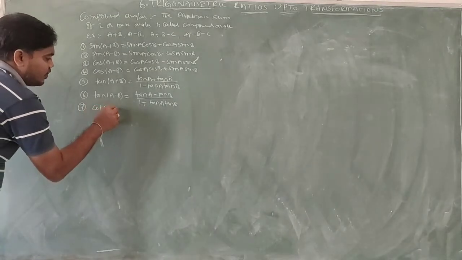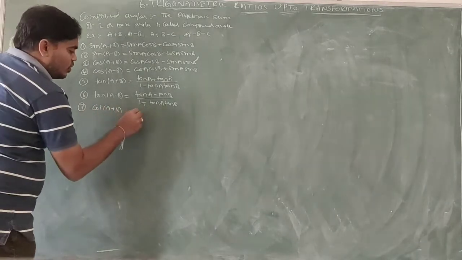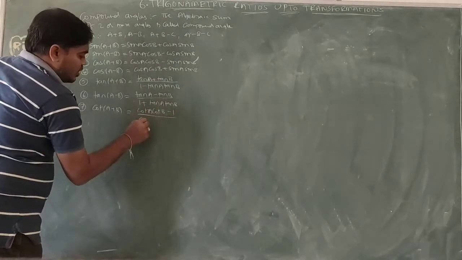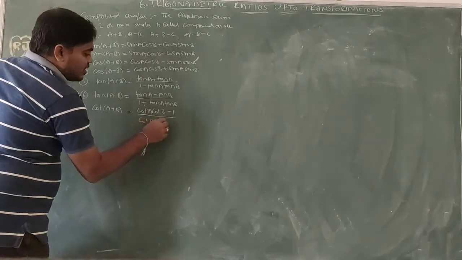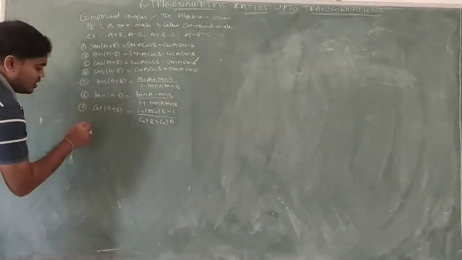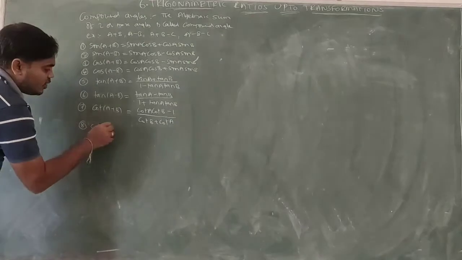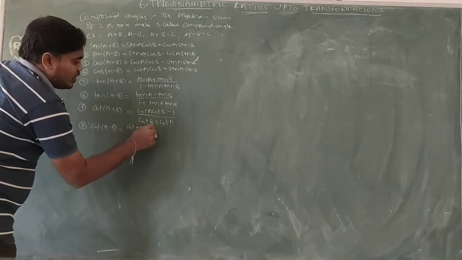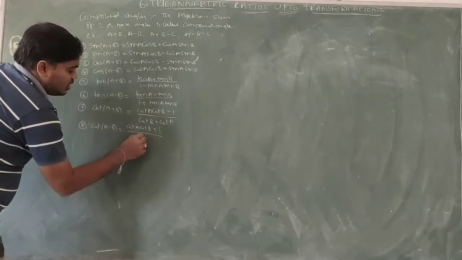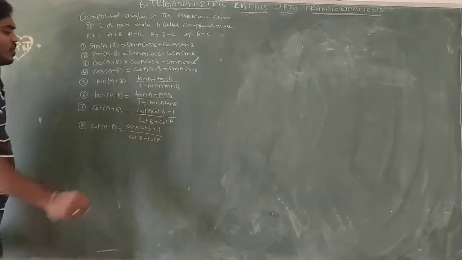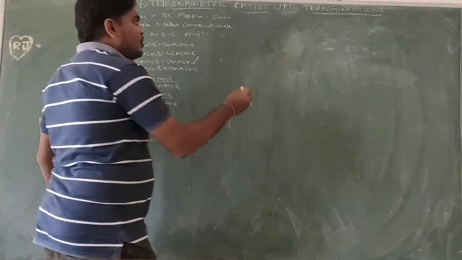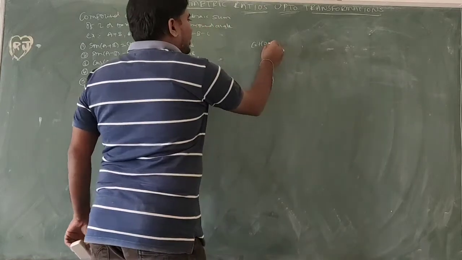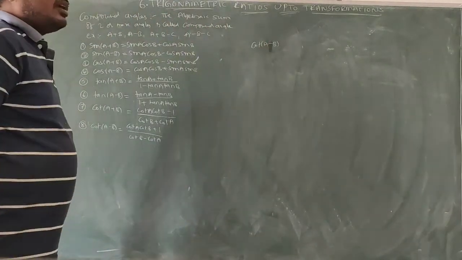Cot of A plus B equals cot A cot B minus 1 by cot B plus cot A. Next, cot of A minus B equals cot A cot B plus 1 by cot B minus cot A. Okay, so one of the formulas I will prove. Previously we proved cot of A plus B. Now I want to prove it for A minus B.